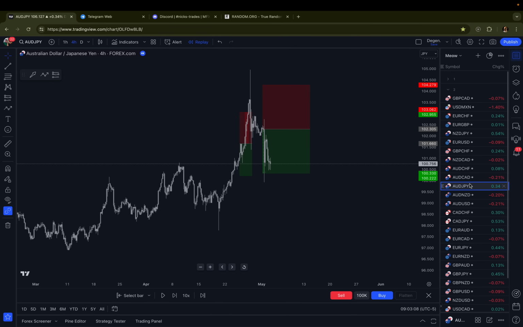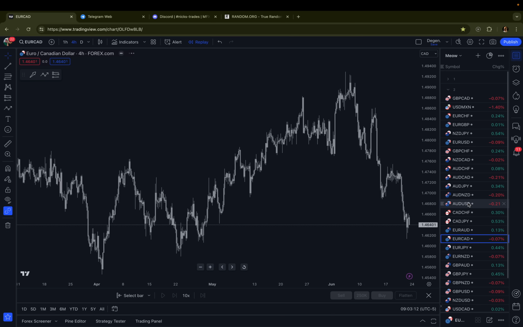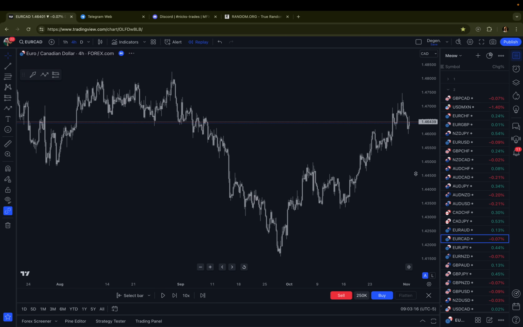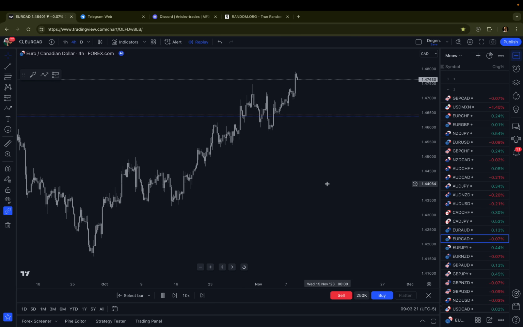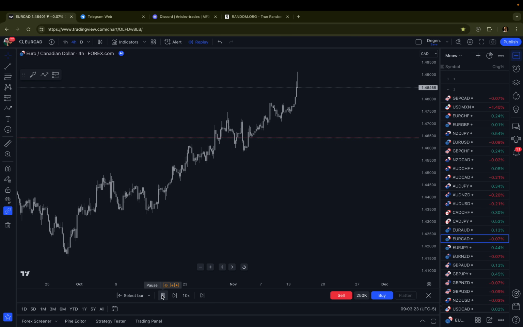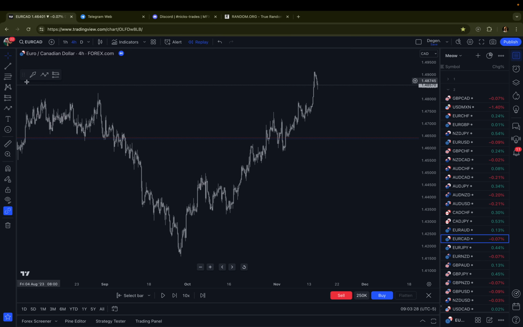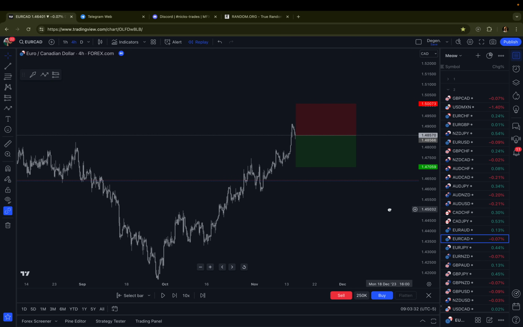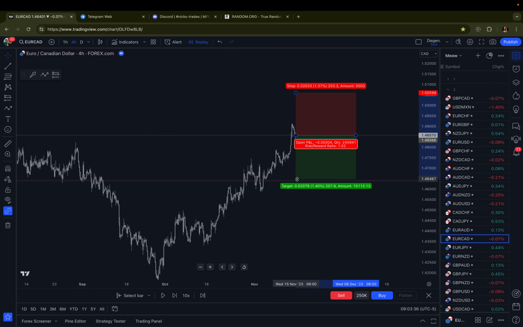18. So this was what? 12, 13, 14, 15, 16, 17, 18. So EuroCAD. Scroll back, random, hit replay, and then go. That is a great trade. I will be taking that. So a sell right there, stop loss up here, target down there.